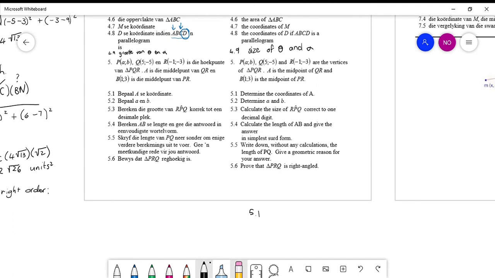So for the x value of A, we are going to say 5 minus 1 over 2, which is equal to 2. Do you guys agree?